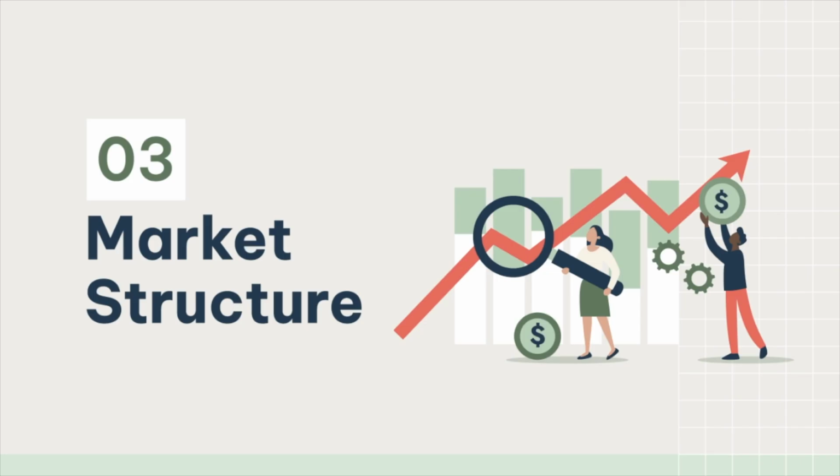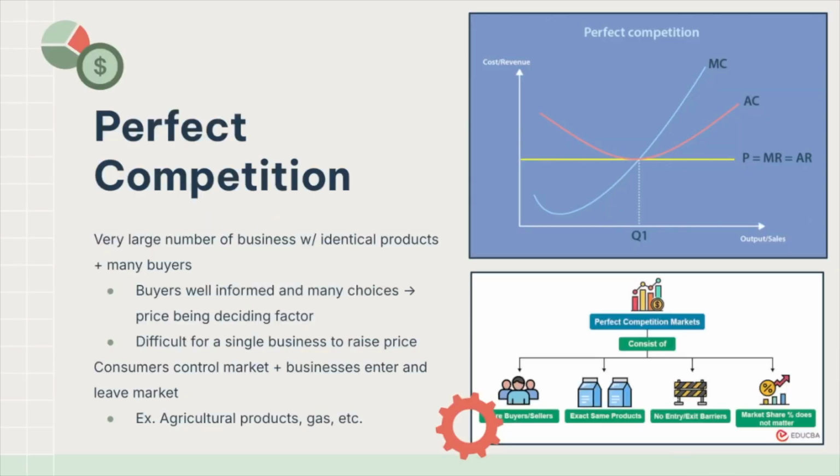Next, we're going to talk about market structure. So now we're going to talk about perfect competition, which is the main and most important form of competition in businesses. Basically, this comprises a very large number of businesses with pretty much identical products and many buyers for those products. From various different firms, buyers tend to be more well informed, have many choices, with price being a deciding factor. With so many businesses in the industry, it is very hard for a single business to raise the price. Therefore, all firms in perfect competition are known to be price takers.